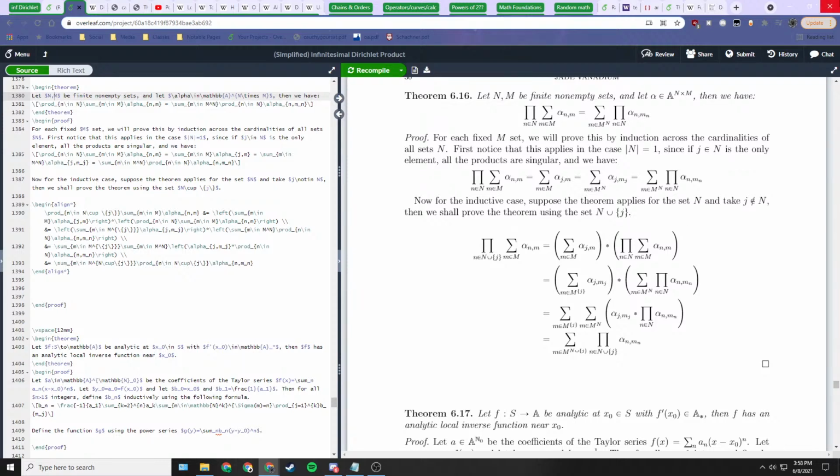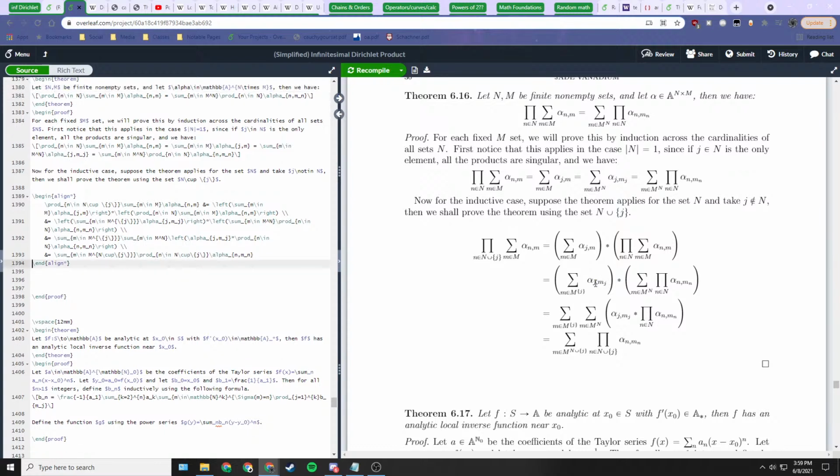For the inductive case, we start out with this product, and we pull out this extra term from this product like this. We use our inductive premise on this product of sums to permute them, and then we just do a change of variables like we had done in the one-dimensional case. We just do this change of variables like this.